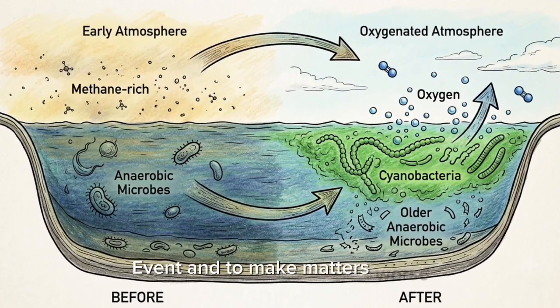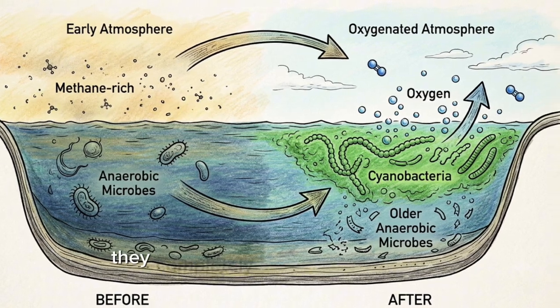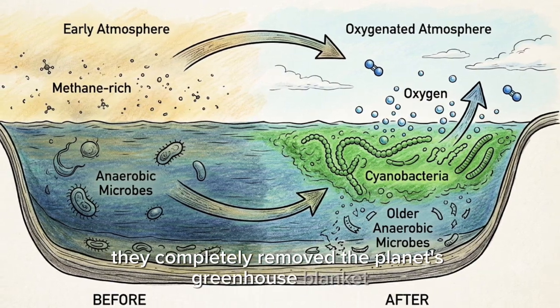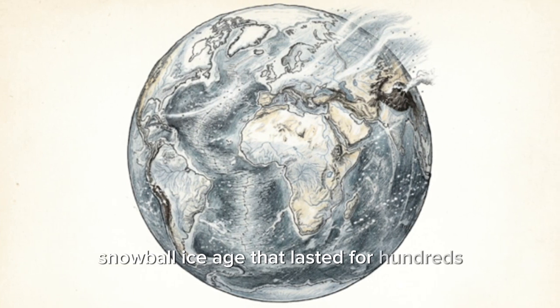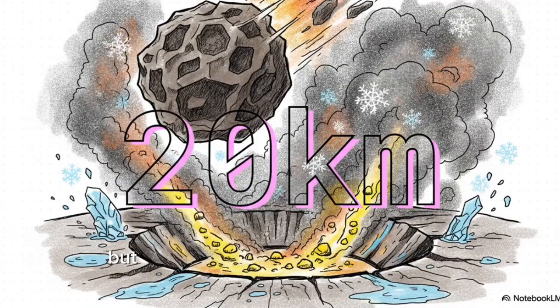And to make matters worse, by destroying that methane, they completely removed the planet's greenhouse blanket, which plunged the Earth into a massive snowball ice age that lasted for hundreds of millions of years. But hey, Earth's climate wasn't the only threat out there.